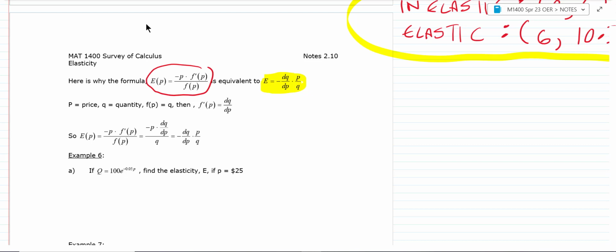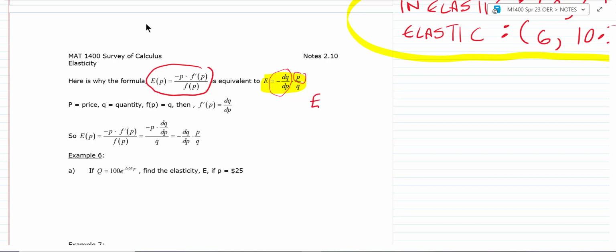of p. Well, you will see it written this way in a lot of calculus textbooks as negative dq over dp, which is your derivative part right there. You still have the negative p in there, but then you have over q there. So it's the same thing. So I want to show you why it's the same thing, basically.